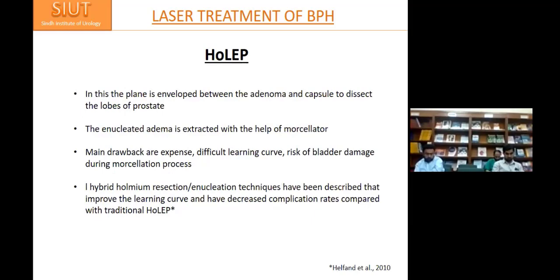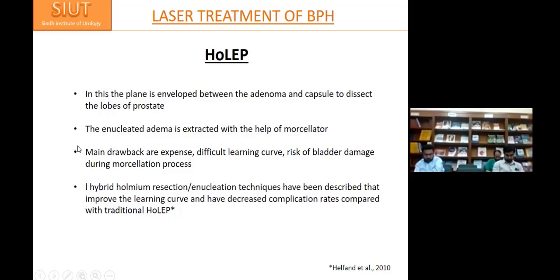In this, the plane is developed between the adenoma and capsule to dissect the lobes of prostate. The enucleated adenoma is extracted with the help of a morcellator. So what is a morcellator? It is a device which helps extract the enucleated tissue, cutting it into pieces inside the bladder and getting the sample out of the prostate.